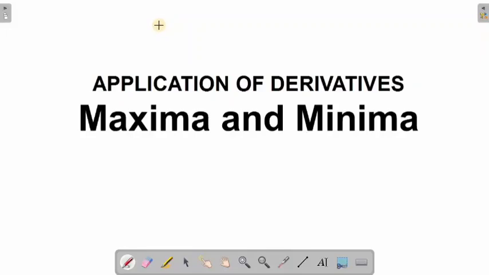Welcome dear students. Today we'll start a new topic from application of derivatives, and the name of the topic is Maxima and Minima. As for me, I find that this topic is a bit challenging compared to other topics.